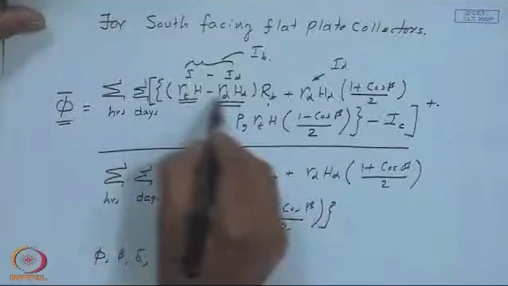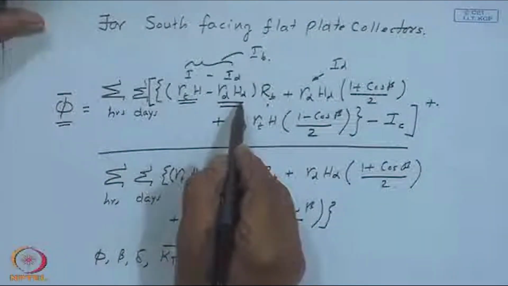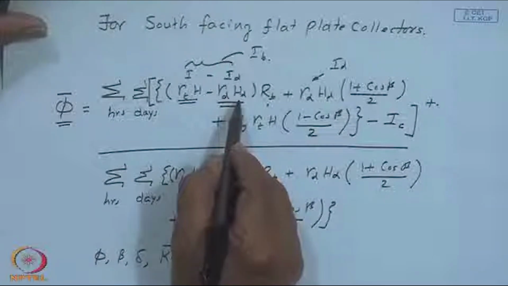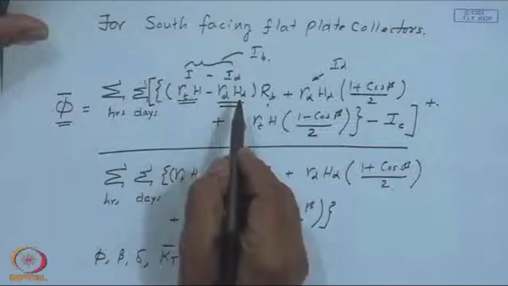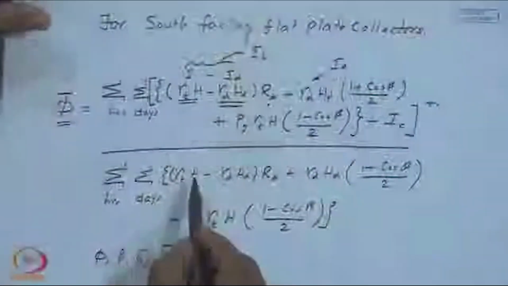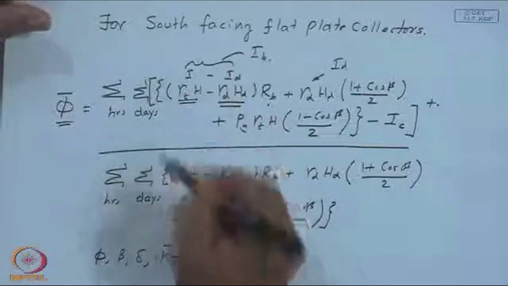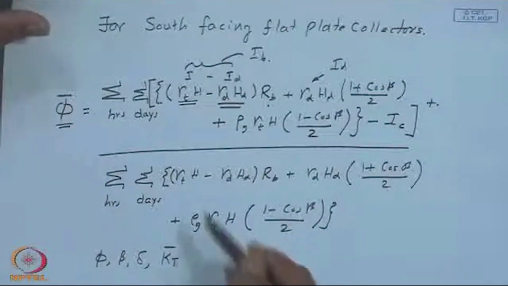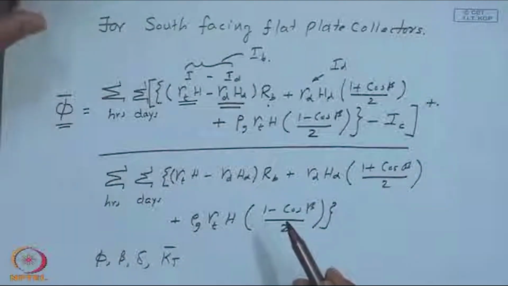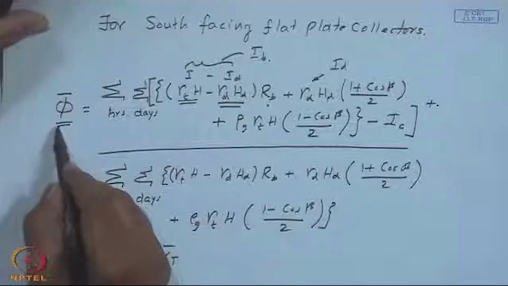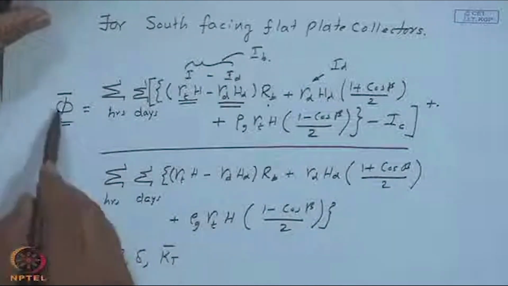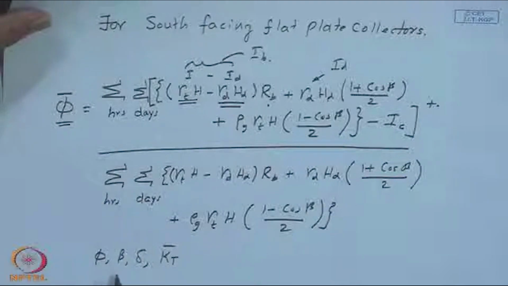Of course, this R t and H and R d and H d will bring in certain difference between the data values for a corresponding location and the numbers that are obtained from this calculation. However, we are making some sort of an error in both the numerator and the denominator, and hence the overall error may not be much, and further it will show the clear functional dependence on phi, beta and delta and KT bar instead of scatter if you use only the data.